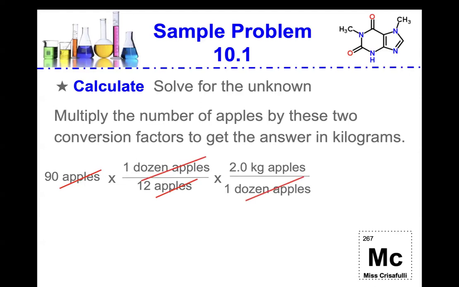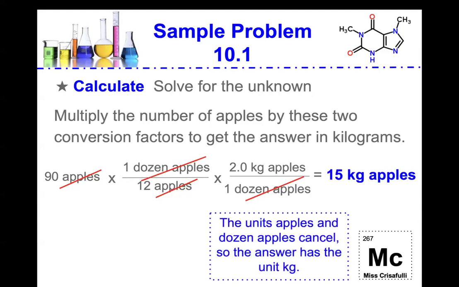So what we're really doing is taking 90 times 1 times 2 and dividing it by 12 to get 15 kilograms of apples, which is the mass of 90 apples. The units apples and dozen apples will cancel, so the answer has the unit kilograms, because we want to cross off everything that we don't need to be left with the label that we do want.